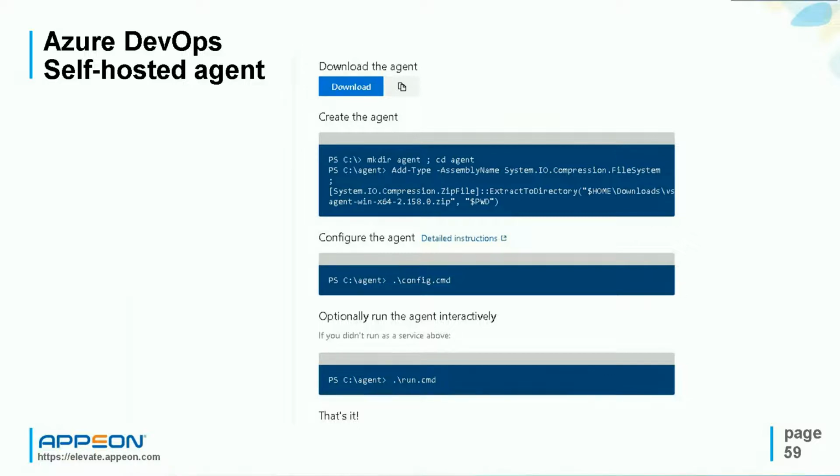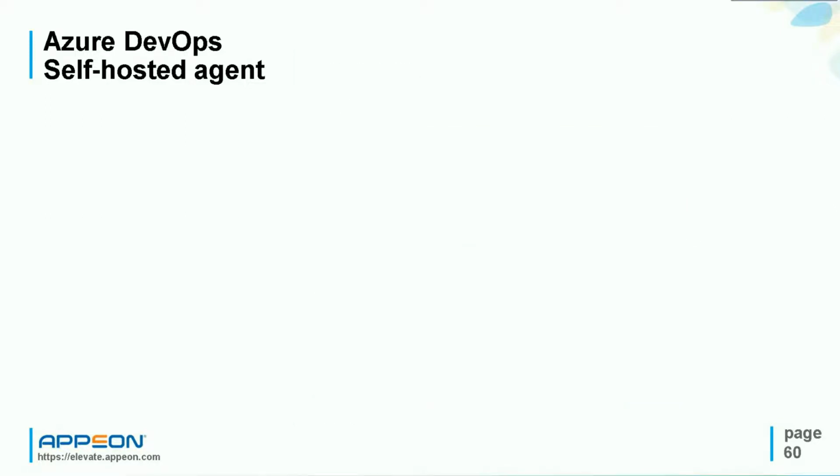And that's the way you want to do it. The way I recommend doing it, because you can run it interactively, which I haven't really dug into, but I just want to run it as a service, so I configure it to run as a Windows service. So I want to configure the VM as a pool agent.